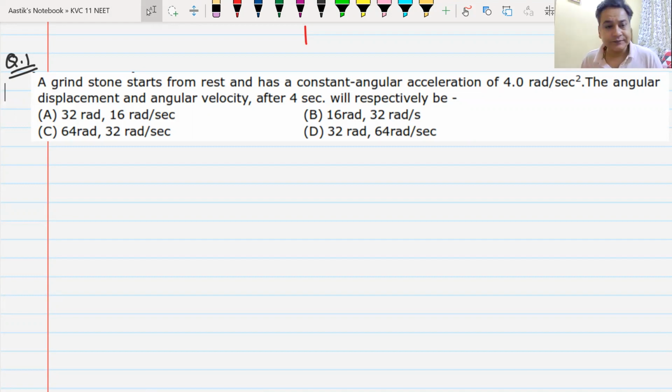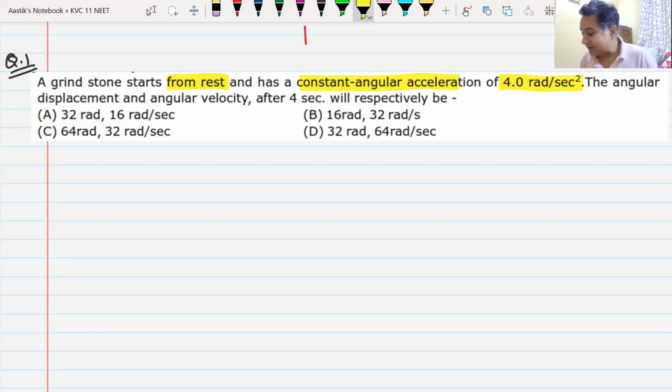Then comes a question that will check how much we have understood here. A grindstone starts from rest. I hope you have seen a grindstone, which your grandmothers or great-grandmothers used to use to grind something. So you must note down important points. It starts from rest and has a constant angular acceleration of 4 radians per second square. What is the angular displacement and angular velocity after 4 seconds? That is what you need to tell me.